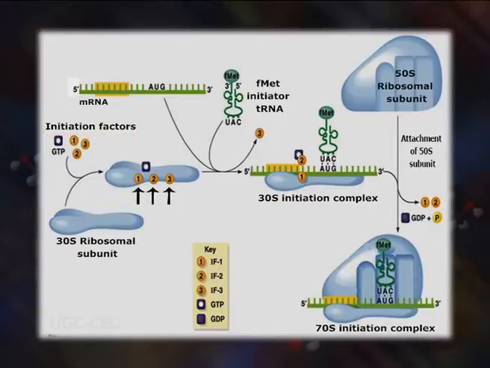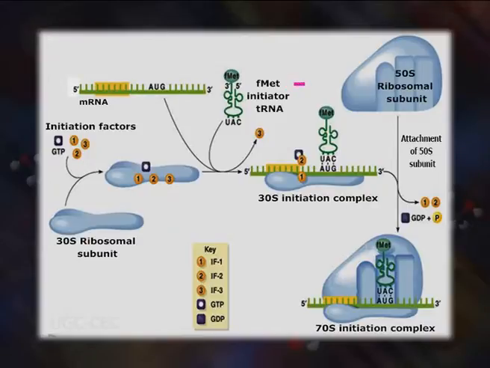In prokaryotes, these factors are of three types: IF1, IF2 and IF3. They are loosely associated with the 30S subunits of ribosomes. IF3 is required for the binding of 30S subunit of ribosomes to the mRNA starting site. It also functions as a ribosome dissociation factor.